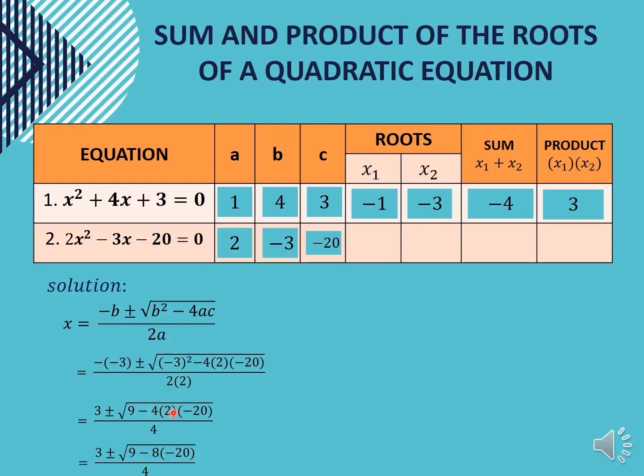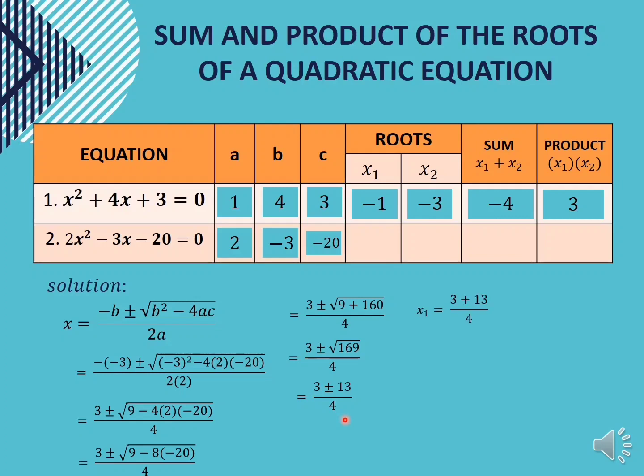Now we have, okay, sinimplify muna natin yung nasa loob. 4 times 2 is 8. So, times negative 20 all over 4. And that is, yan. So, negative 8 times negative 20, that is positive 160. Now, what is 9 plus 160? 169. And then, what is the square root of 169? So, that is a perfect square. So, that is 13. So, we have 3 plus or minus 13 all over 4.